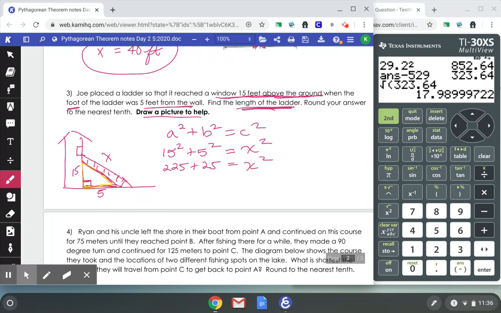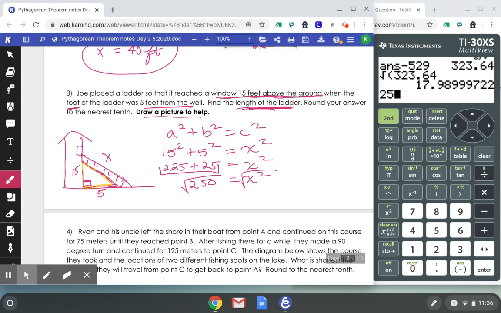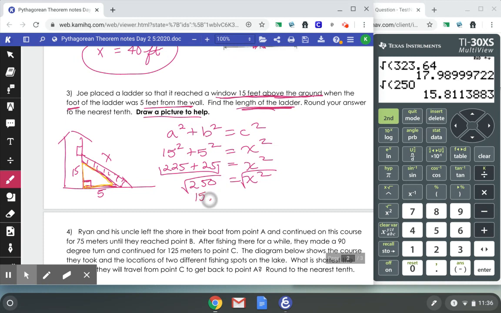All right, so now I'm going to solve for x. So this time I'm combining on the left. I get 250 equals x squared. I have to get x by itself, so I have to get rid of that squared. I'm going to take the square root of both sides, and then the square root of 250 is 15.81. It says round to the nearest tenth, so I can say 15.8 feet is the approximate length of x, the ladder.